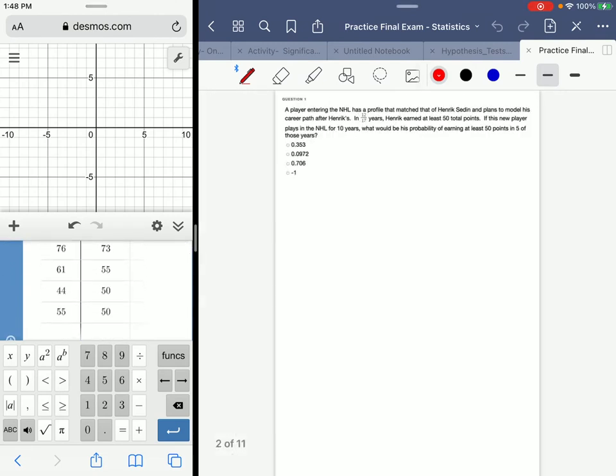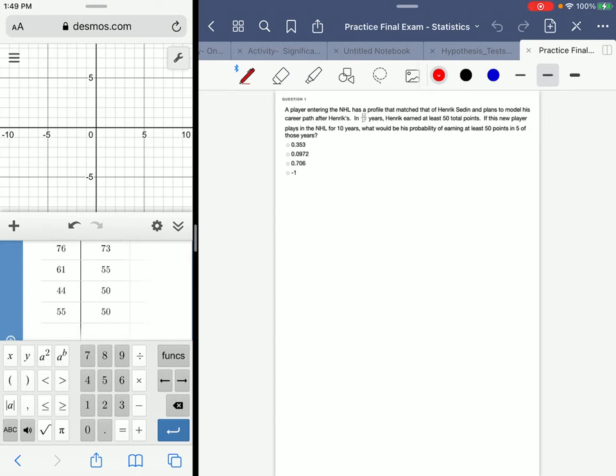So number 1, a player entering the NHL has a profile that matched that of Henrik Sedin and plans to model his career path after Henrik's. In 12 out of the 17 years, Henrik earned at least 50 total points. If this new player plays in the NHL for 10 years, what would be his probability of earning at least 50 points in 5 of those years?